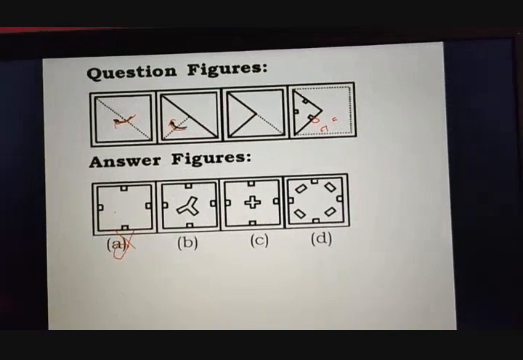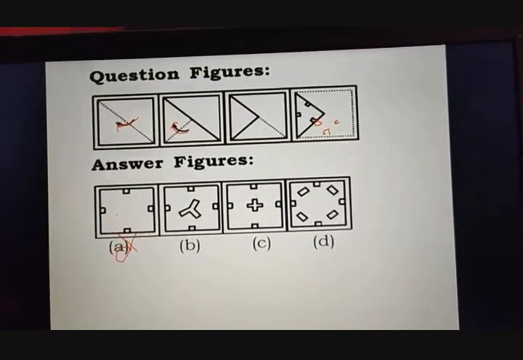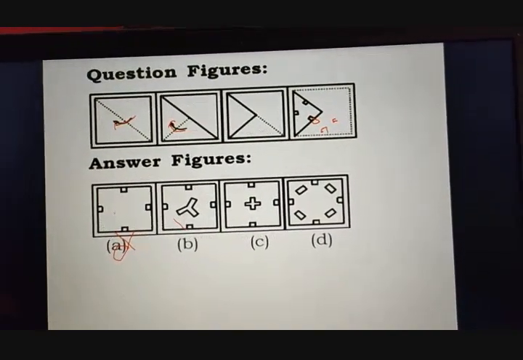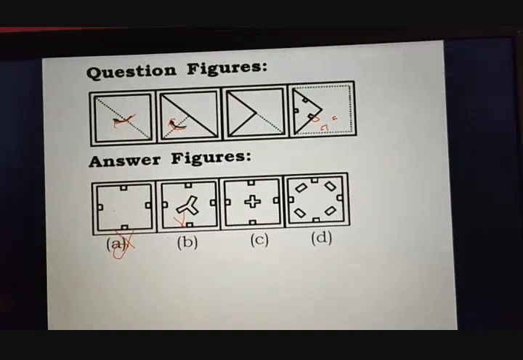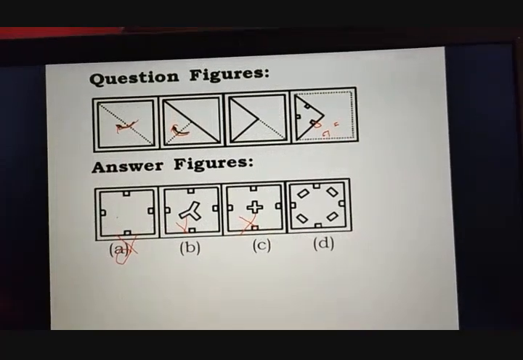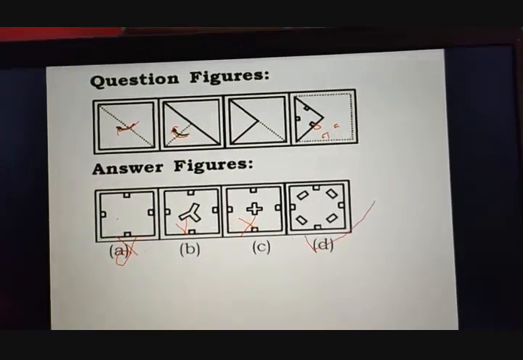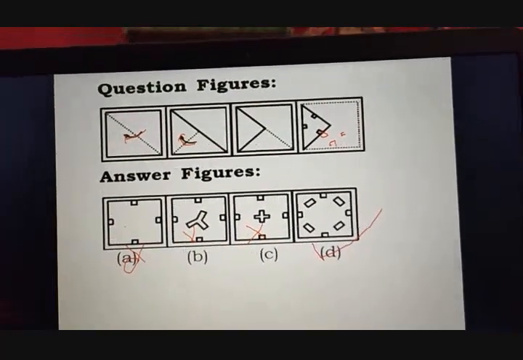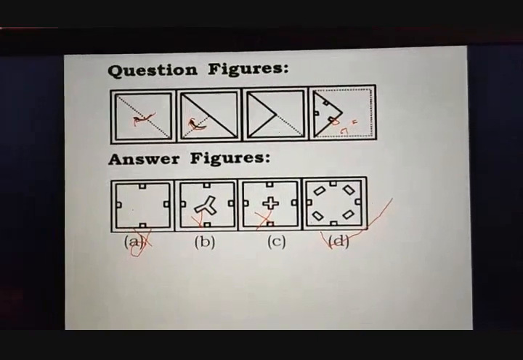Let's see this one. This one is completely in the center, and when you see, the center one does not have any hole. So again this could not be our answer. Again this one has one in the center, so this could not be our answer. So at last our answer would be option number D. So this is how to solve this type of questions.